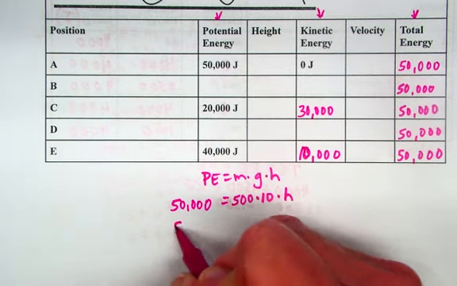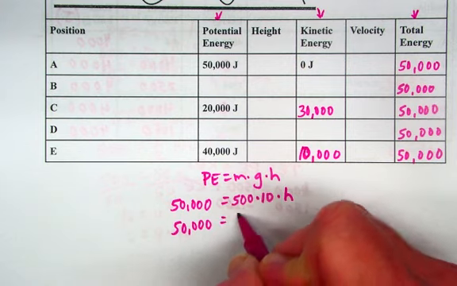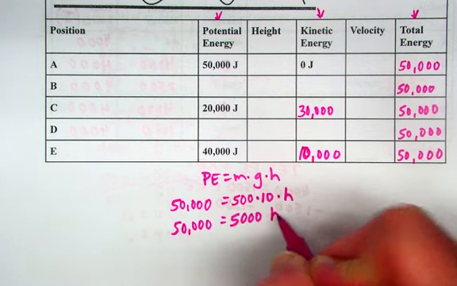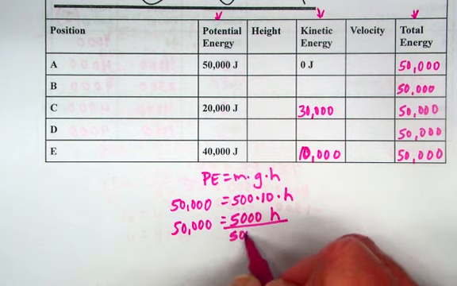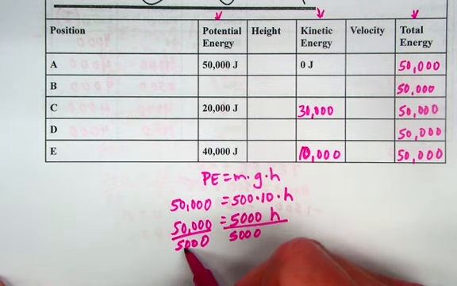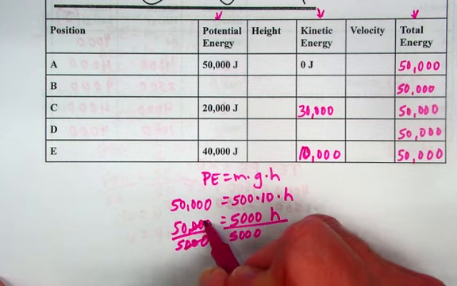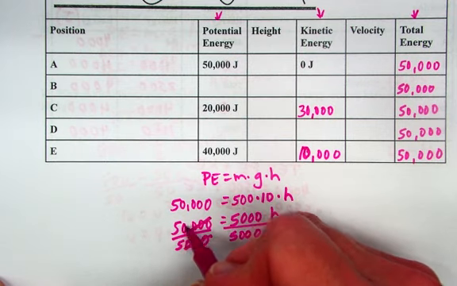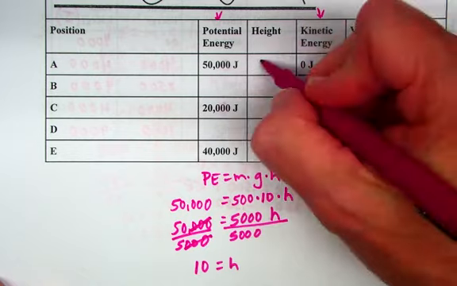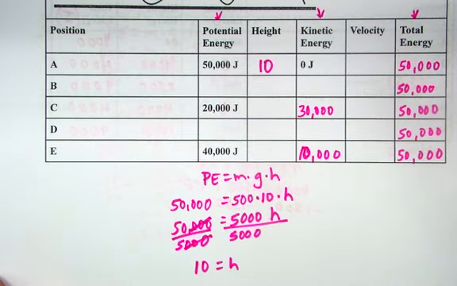So if I simplify, 50,000 equals 5,000 times H, with 1, 2, 3 zeros. I'm going to have to divide both sides by 5,000. The quick way to do that is I know I can cancel out 3 zeros here and 3 zeros here. So 50 divided by 5 is going to be 10, which is my height. So I know my height is 10 meters.